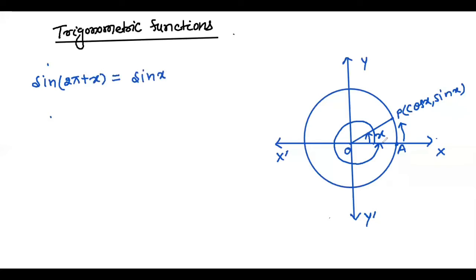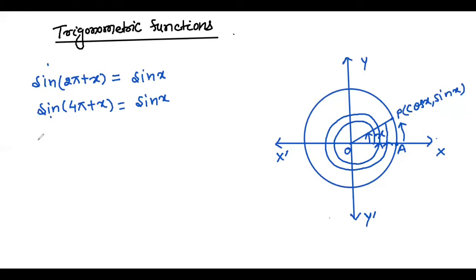Similarly, second revolution, then again x, so it will be sine of 4 pi plus x, and this is also equal to sine of x. So because of that, we can write that sin x is a periodic function. After a certain period, value always repeats in trigonometric functions. So in sine, we can see that multiple of 2 pi is there.